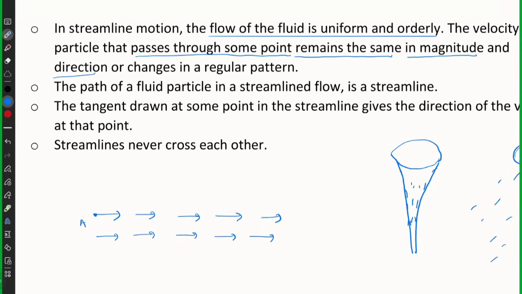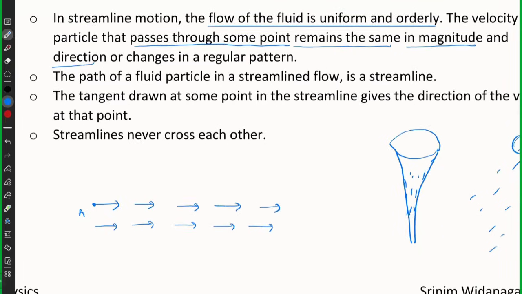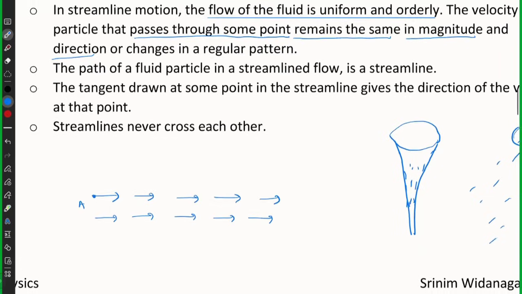Or there's also this special occasion that we talk about, the ability to change in a regular pattern. That means the velocity of the particles passing through that particular point can change in a particular rhythmic pattern, a regular pattern with order. As long as there's order, we call that motion streamlined motion. Is that okay? Everybody understood? Yes, understood. Okay, perfect.